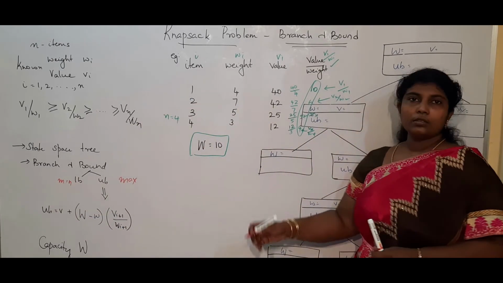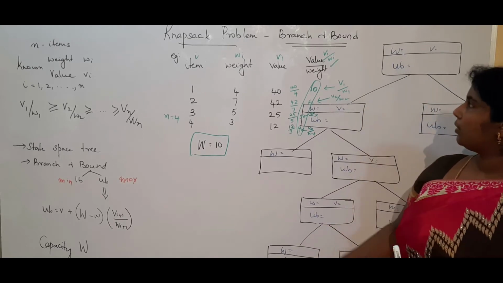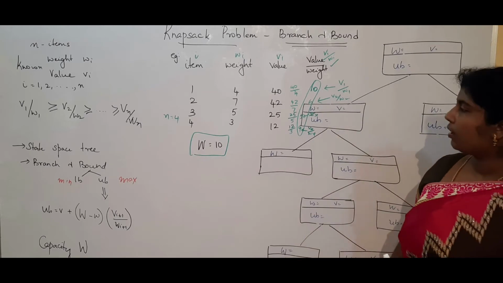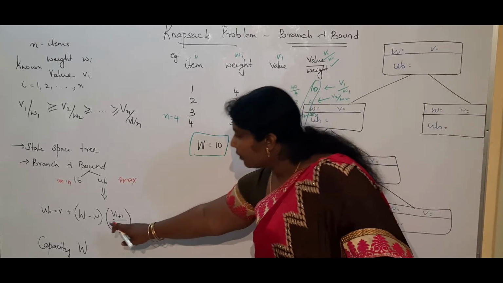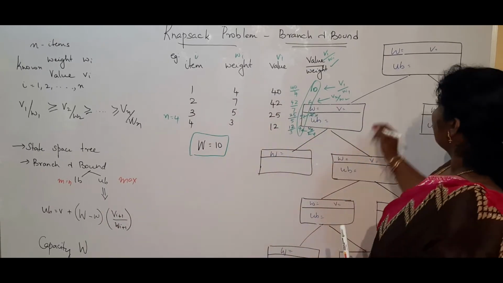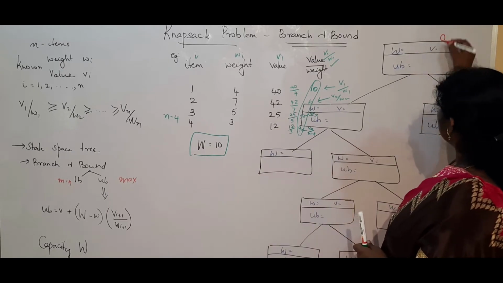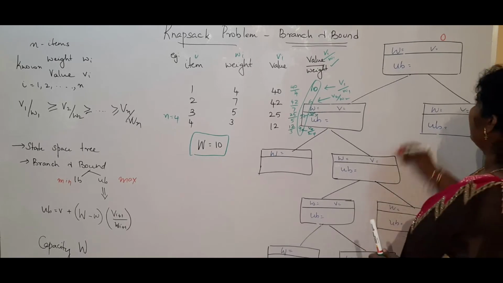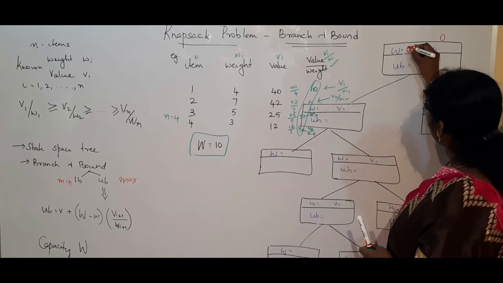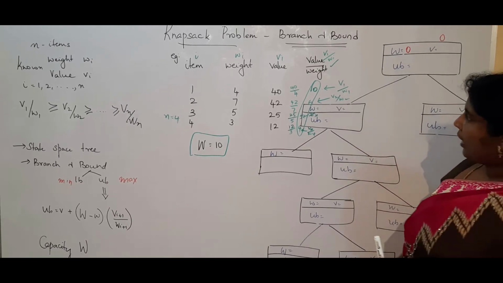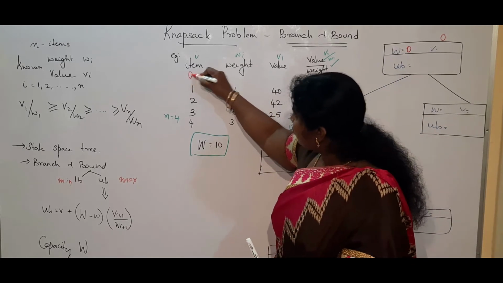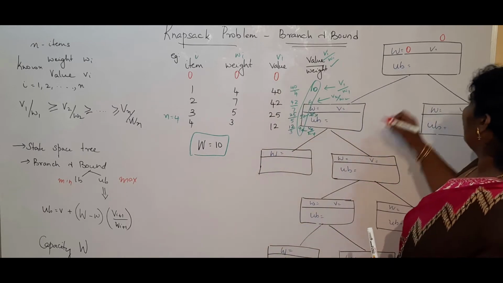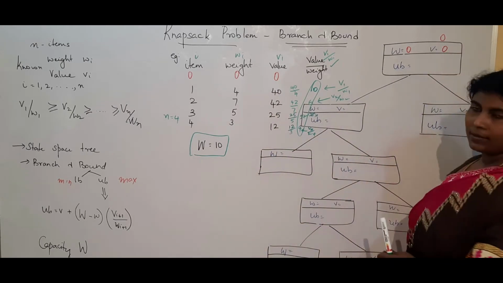But here, since the profit has to be maximum in the case of our knapsack problem, we calculate the upper bound. So upper bound is given by this formula. This is going to be the first state where there are no items added. So if there are no items added, the weight would be 0 and the value also would be 0. So here we have 0 as the value.